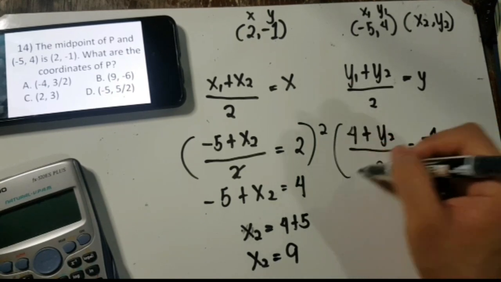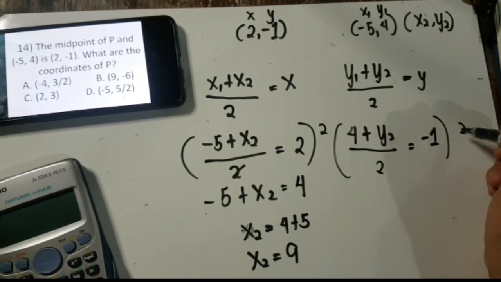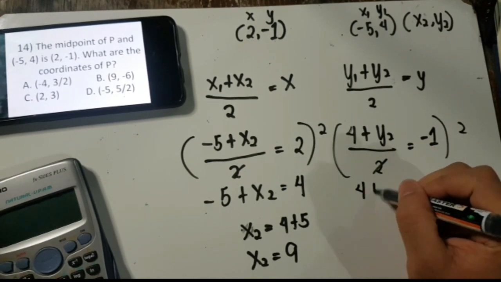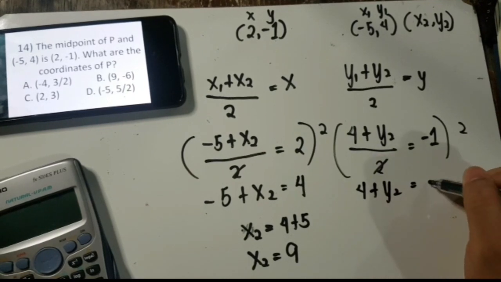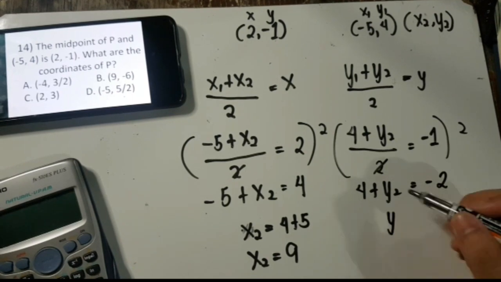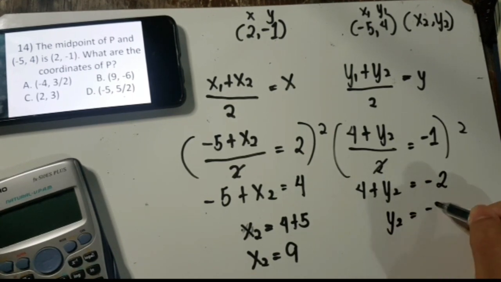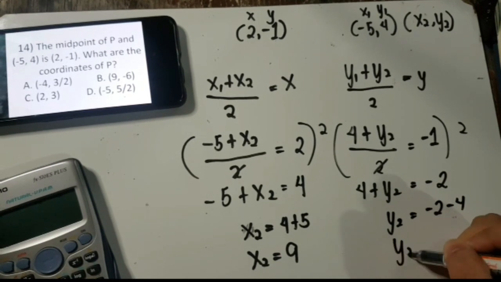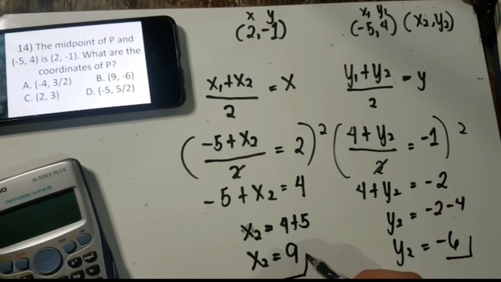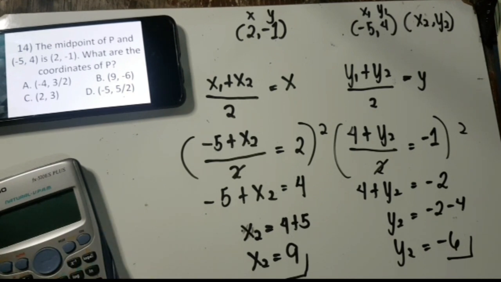Next. So, same thing. Multiply both sides by 2 para makancel ito. So, cancel. So, 4 plus y sub 2 is equal to negative 2. So, subtract both sides si 4. So, negative 2 minus 4. So, y sub 2 is negative 6. So, the answer here, the coordinates are 9 and negative 6.